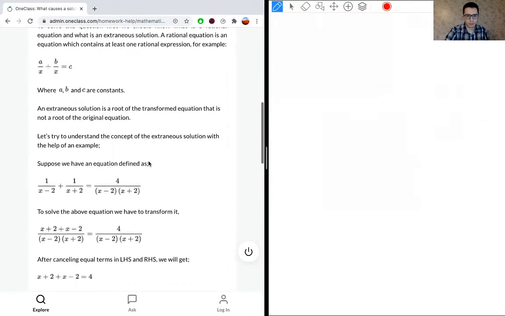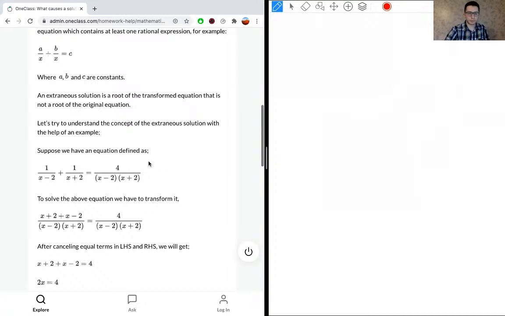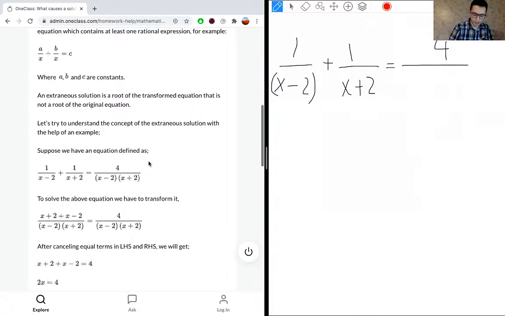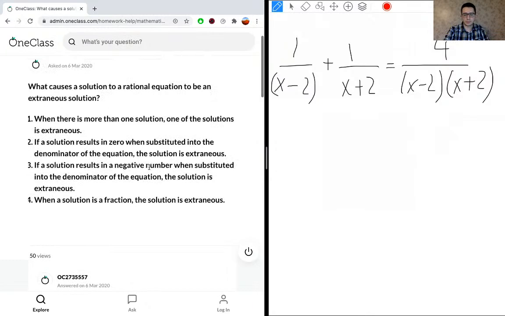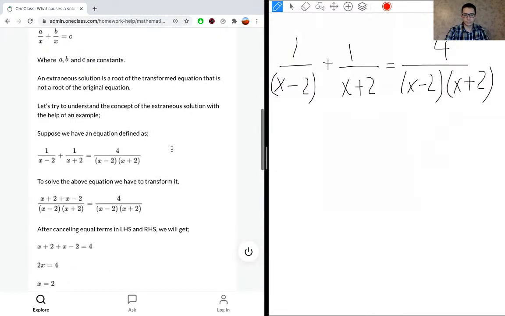So we'll take the example here and we'll run through it to show you why. So if we had 1 over x minus 2 plus 1 over x plus 2 equals 4 over x minus 2 times x plus 2. So this will help us understand which option above is correct. So here to solve for x, we want to find a common denominator for all values.